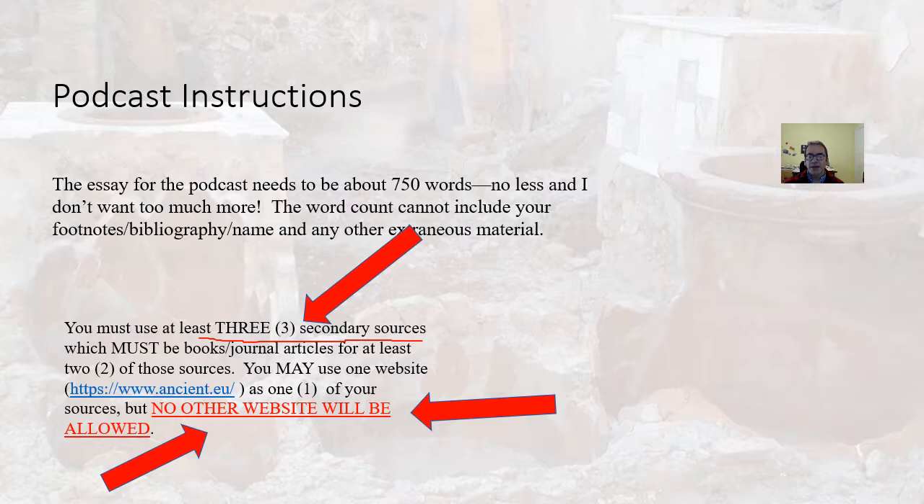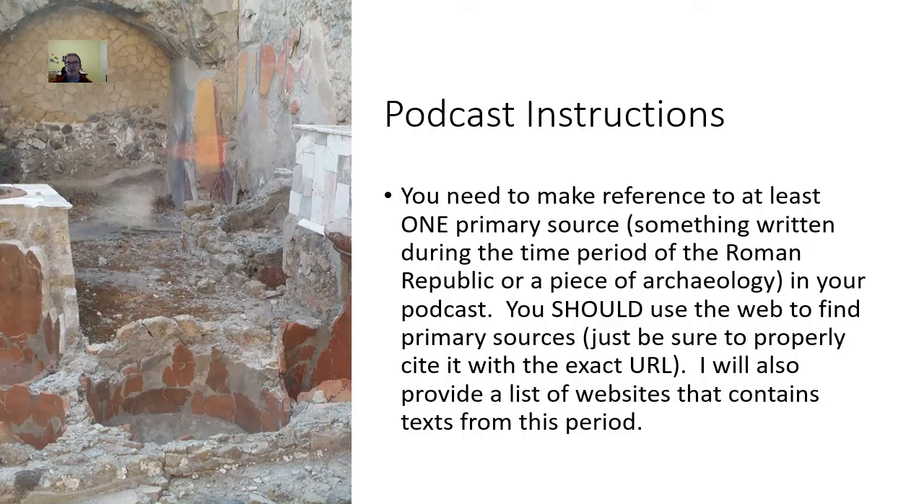Now 2 of these must be either books or journal articles. The third one, you may use a website, and I've given you the website here that you can use. And this is the only website that you will be able to use. If you use another one, I'm going to mark you down. Now, I will talk about primary sources here in just a bit, but for secondary sources, it must be journals, books, and maybe an article from this one website.